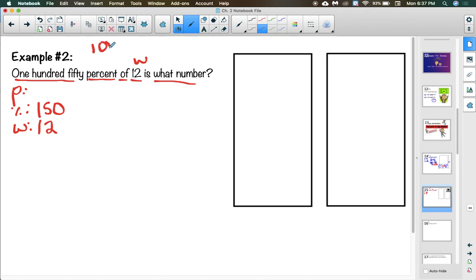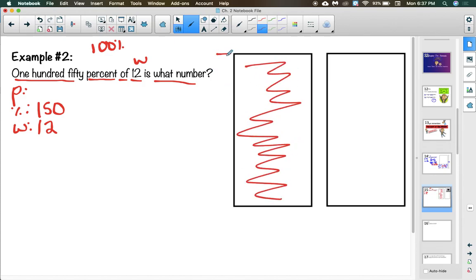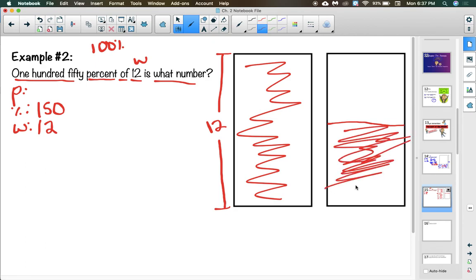So 100% means that we fill it once. So here's our full container, all 100%. We're going to fill it up here. Okay, and that's our 12. So that's our whole container full, right? So the whole is 12. And we're going to fill it up 100%, and then we're going to fill it up another 50%. So we're looking for what's the amount shaded there in red.